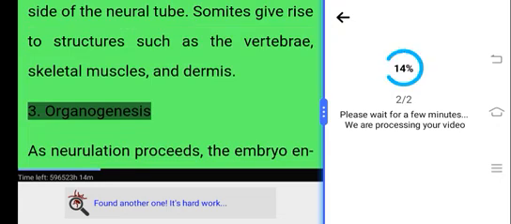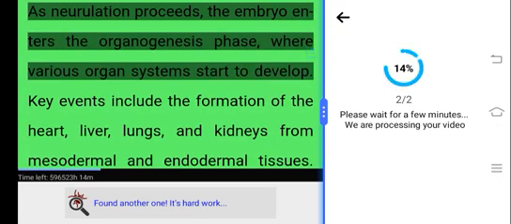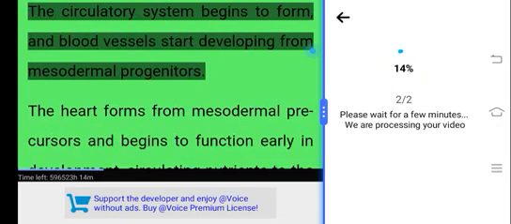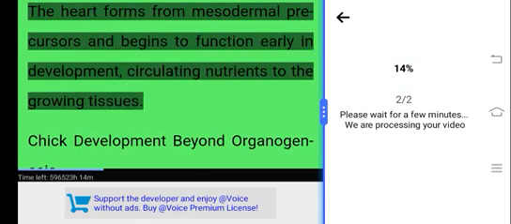3. Organogenesis. As neurulation proceeds, the embryo enters the organogenesis phase, where various organ systems start to develop. Key events include the formation of the heart, liver, lungs, and kidneys from mesodermal and endodermal tissues. The circulatory system begins to form, and blood vessels start developing from mesodermal progenitors. The heart forms from mesodermal precursors and begins to function early in development, circulating nutrients to the growing tissues.